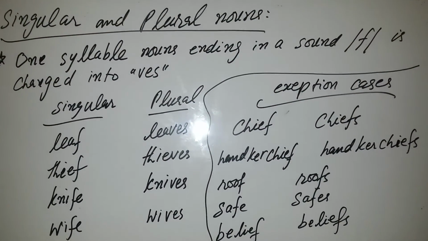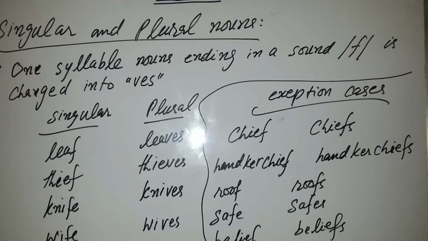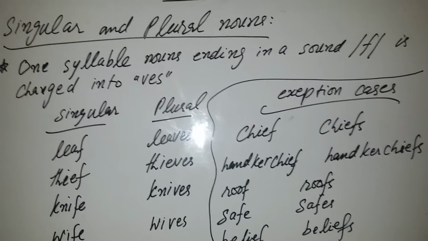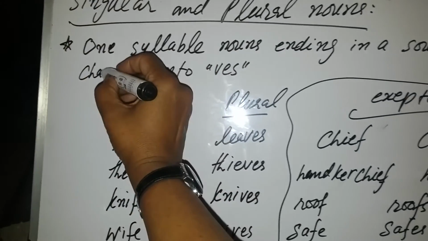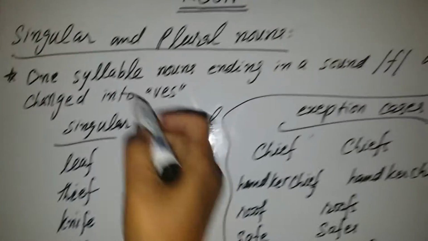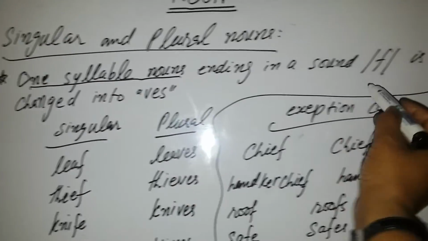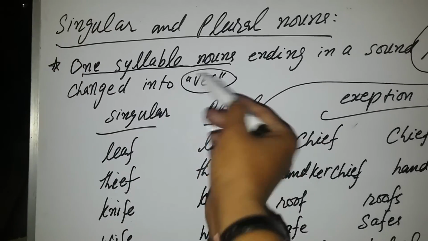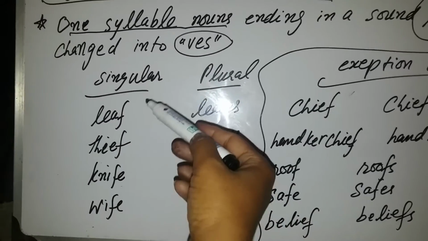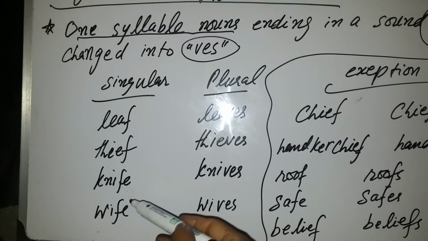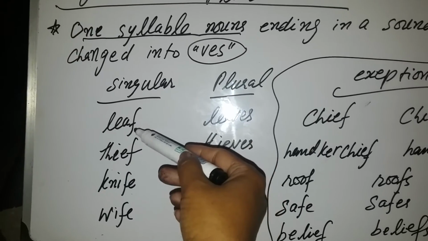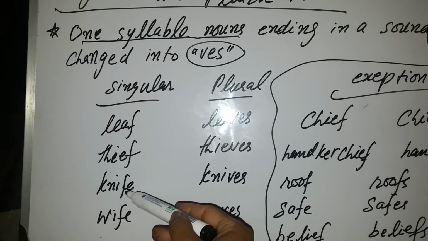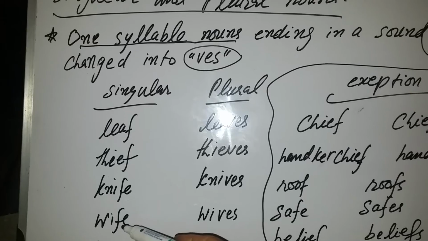Now one syllable nouns ending in the sound of f are changed into ves. A single or one syllable noun which ends with the sound of f will be changed to v or ves. How? Example, singular: leaf, thief, knife and wife. Leaf ends with the sound of f, thief ends with the sound of f, knife ends with the sound of f, wife ends with the sound of f.